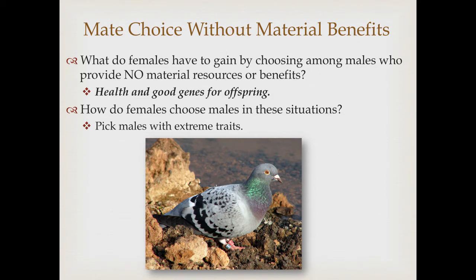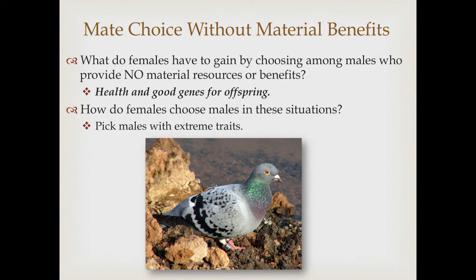Well, what do females have to gain by choosing among males who provide no material resources or benefits? If they're not providing some resource like a nuptial gift, why does it matter to mate with one male or the other? Well, what the females are looking for is making sure that they're mating with the highest quality males so that they can pass on good genes to their offspring. So they're looking for some signs that the male has good genes, he's very healthy, so that their offspring will have the same condition.